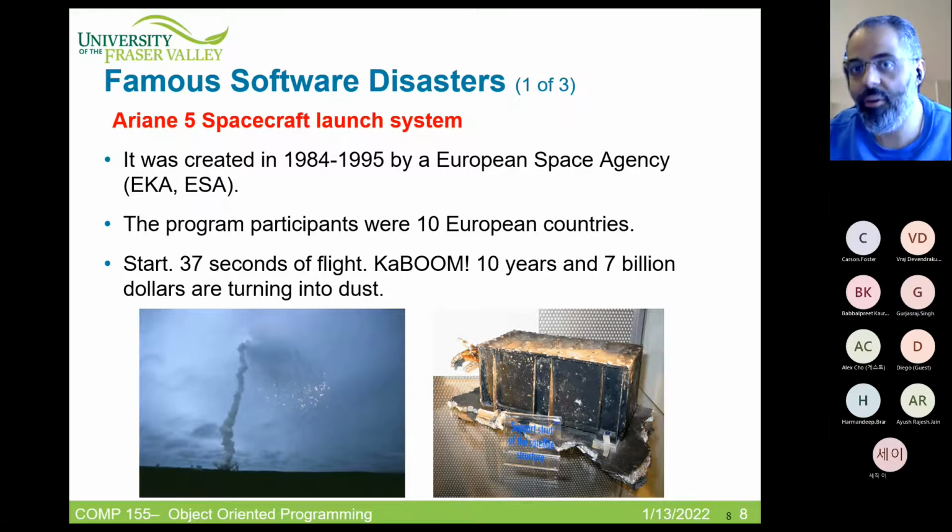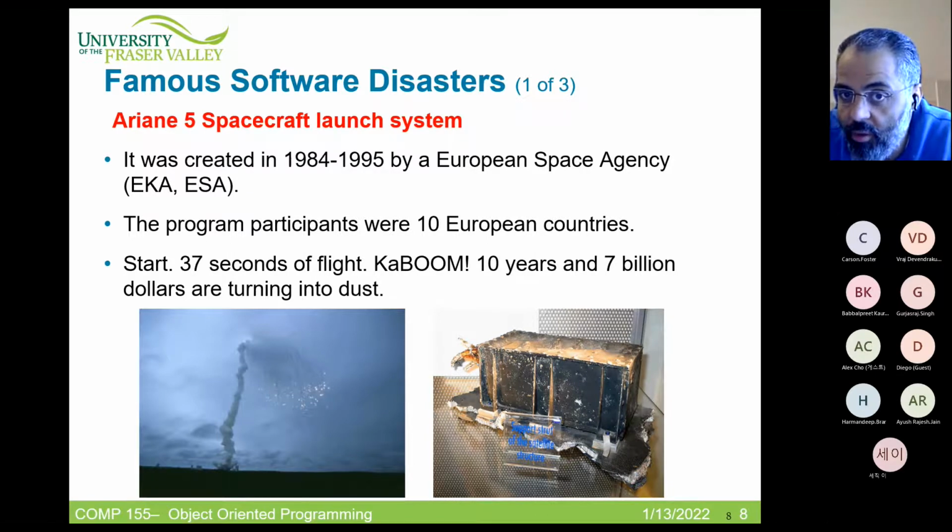Let's talk about what happened with the Ariane 5 spacecraft launch system. I don't know if anyone here has read about this. This was about the European Space Agency. They had a program to build this spacecraft, which ran from 1984 till 1995, with 10 European countries working on it. And after all that work, the aerospace plane crashed. By the way, these are real images.